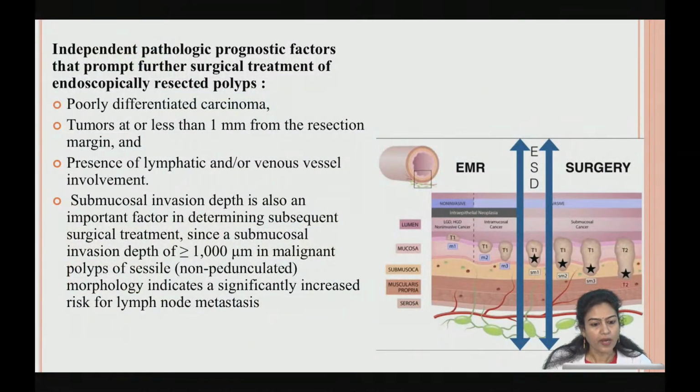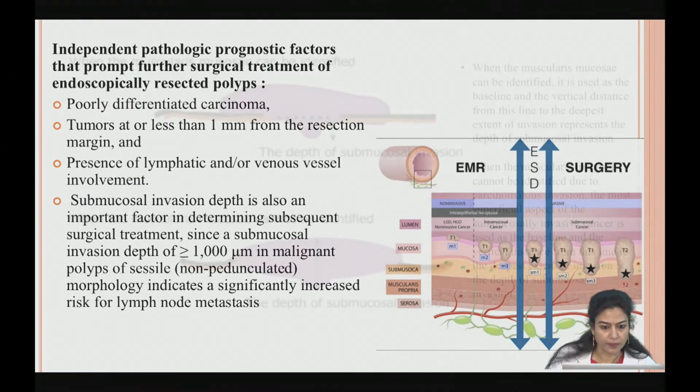And there are various prognostic factors which, as a pathologist, it is very important that you report in your EMR and ESD specimens, which can give a further clue whether the management is complete or the patient needs to go for further surgery. The histological parameters of prime importance are the differentiation of the tumor, a poorly differentiated carcinoma, or a tumor less than 1 mm from the resection margin, presence of lymphatic and venous vessel involvement, and submucosal involvement of more than 1000 microns. These indicate that the patient is at high risk for lymph nodal metastasis, and presence of any one of these pathological prognostic factors indicates that the patient should be further subjected to surgery.